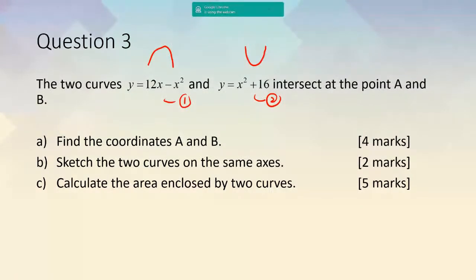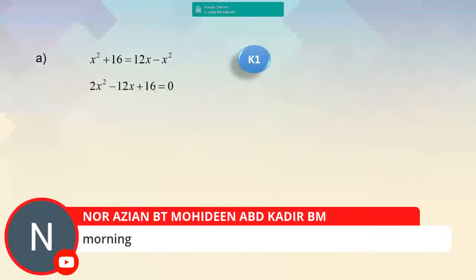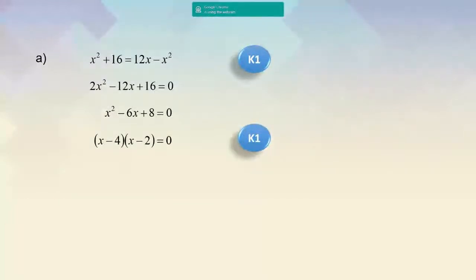So we look at the first solution. Okay, do the simultaneous equation here. So K1, you equate the first equation and second equation, you get, simplify and factorize, you'll get x minus 4 times x minus 2 equal to 0. Before that, from here to here, you need to simplify here. Okay, kena simplify dulu untuk elakkan korang kena tolak satu markah. Then baru you factorize. Okay, so get the values of x as 4 and 2.